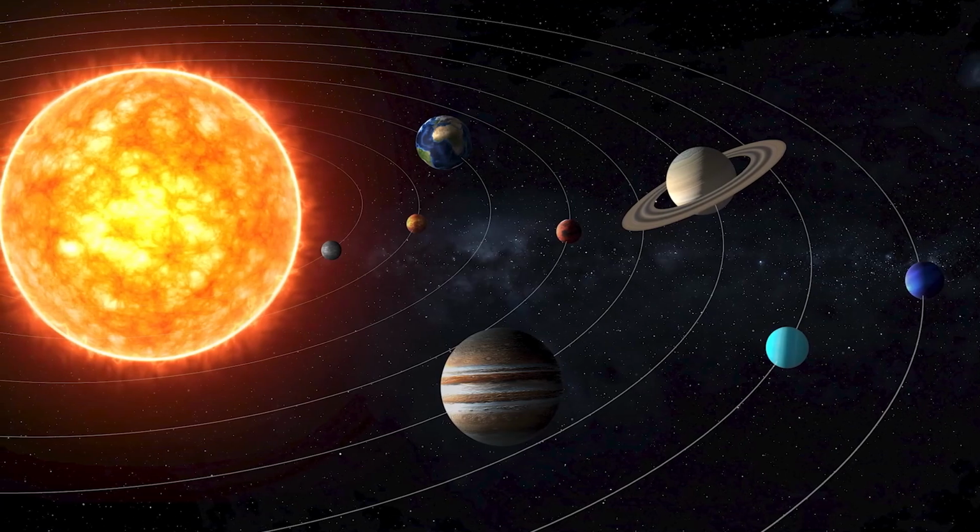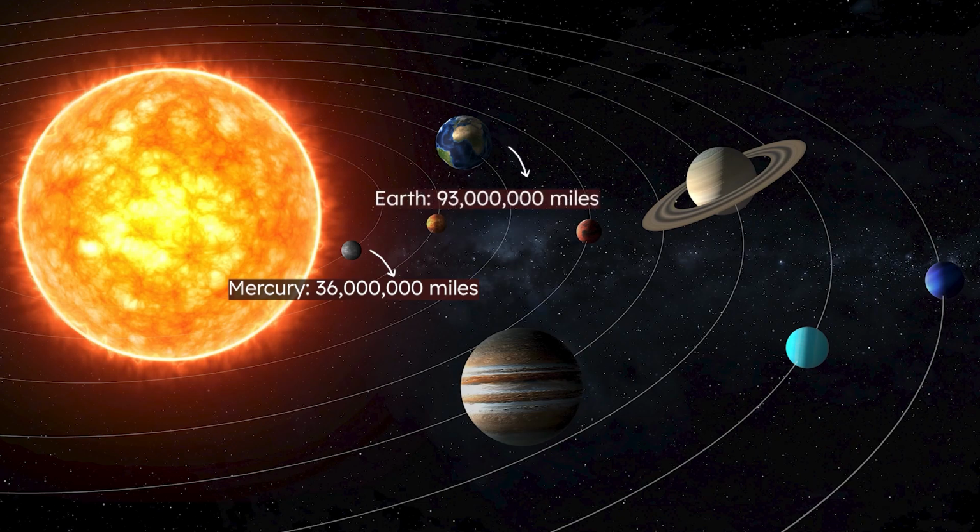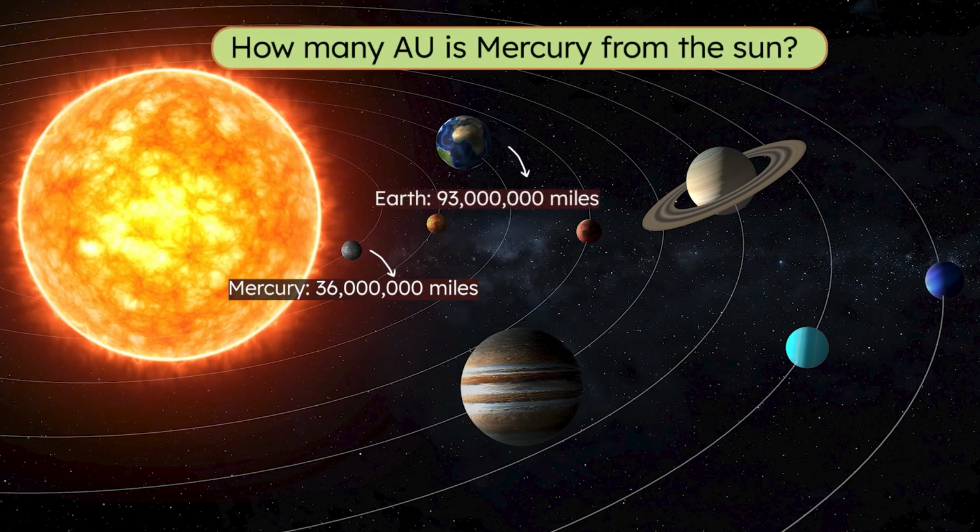We can measure other planets' orbital distances in AUs as well. Let's take Mercury, for example, orbiting at 36 million miles compared to Earth's 93 million miles. How many AU is Mercury from the sun? Pause the video, grab your calculator, and see if you can figure out how to make a ratio of these values.